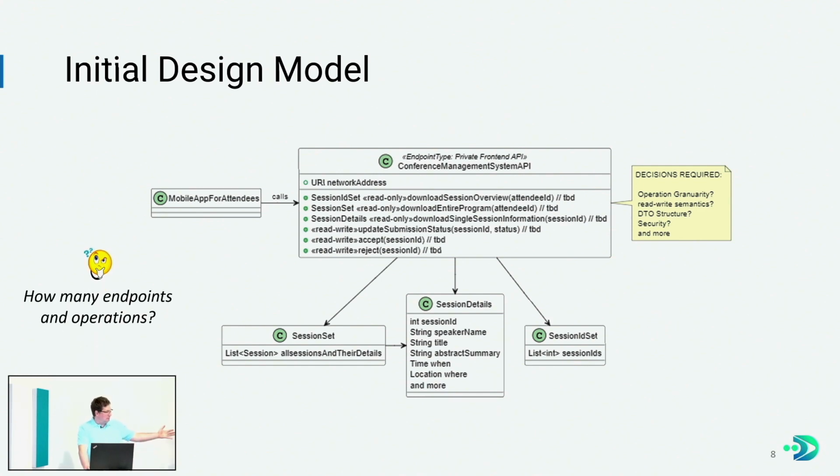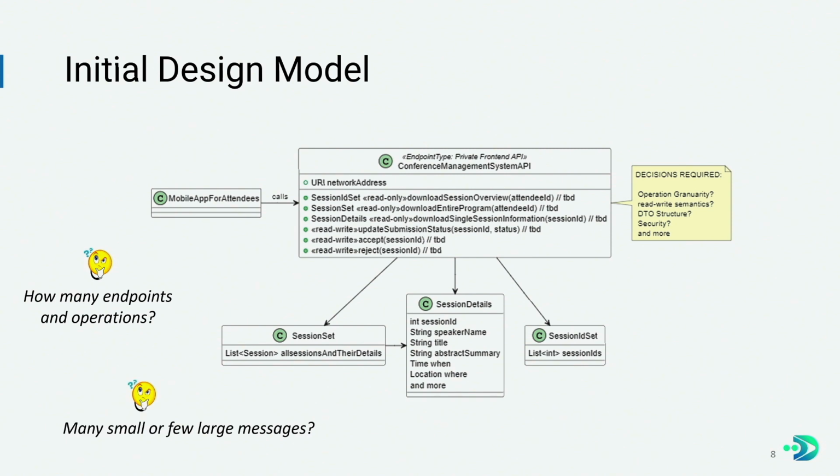One question is, how many endpoints, how many operations should this API have? If we talk about the state of a submission, for example, a state of a talk, should we have different operations for moving through the lifecycle, or should we have a generic operation which sets the lifecycle state? That's something we need to decide. Do we want to have very coarse-grained operations or smaller-grained ones? Do we put all the data into the messages which we exchange, or do we add links and reference data?